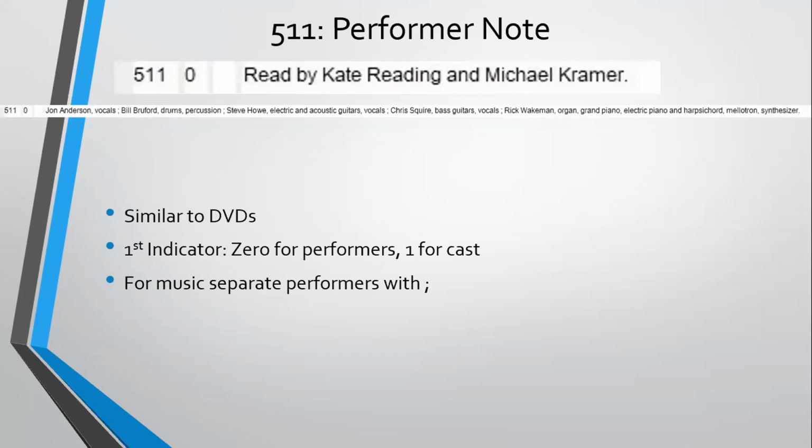All right, 511 is performer notes. For audiobooks, this is where you'll list your narrator. So we have here read by Kate Redding and Michael Kramer. You can use the first indicator 0 for performers instead of 1 for cast, but 1 is for cast if that's something that you have, like a recording of a play or whatever.